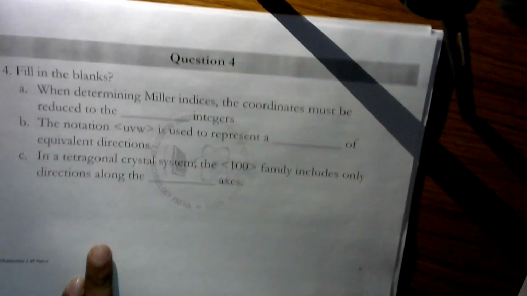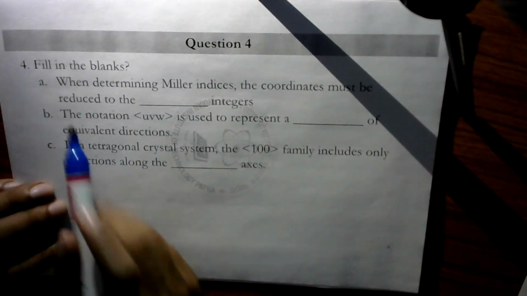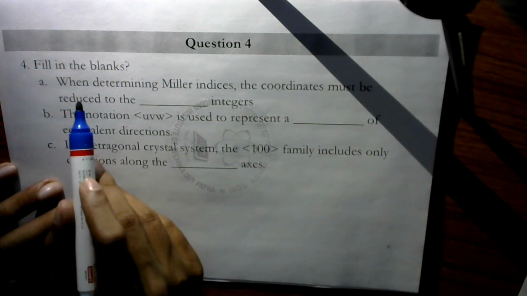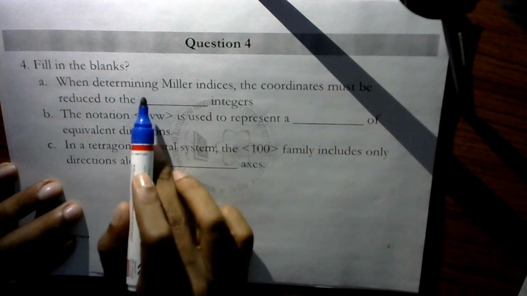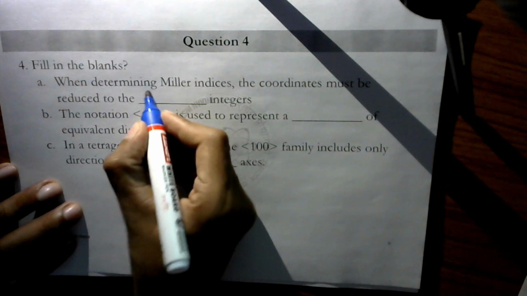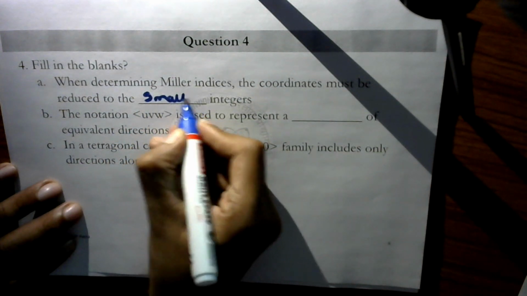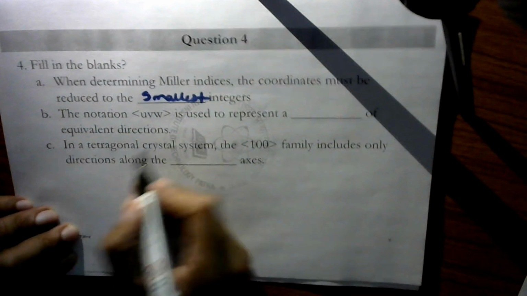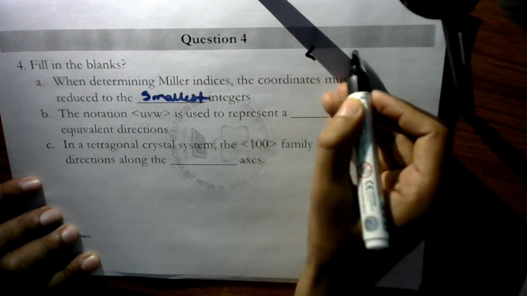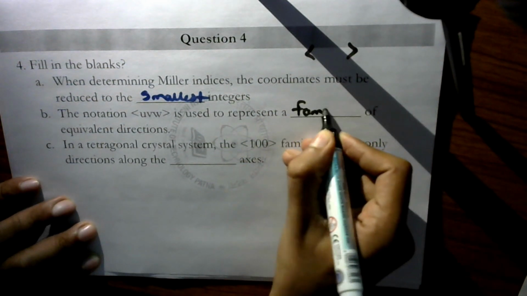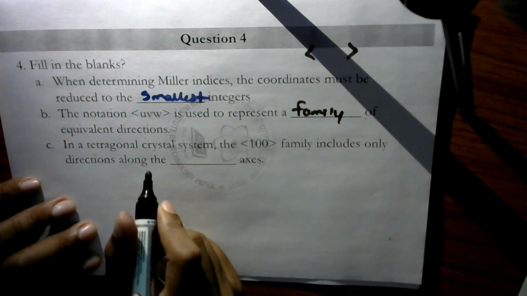Let's move to the next question. Fourth one. It is the fill in the blanks type. When determining the Miller indices, the coordinate must be reduced to the dash integer. We know it should be reduced to the smallest integer. The notation UVW in angular brackets is used to represent a dash of the equivalent direction. So this angular bracket is used to represent the family of the equivalent directions.